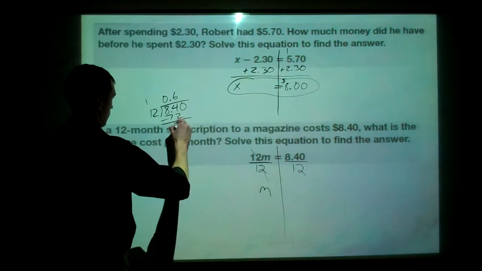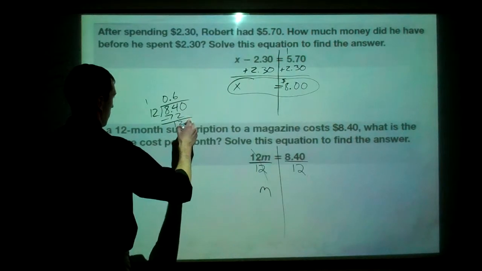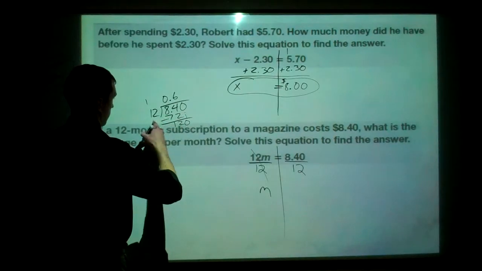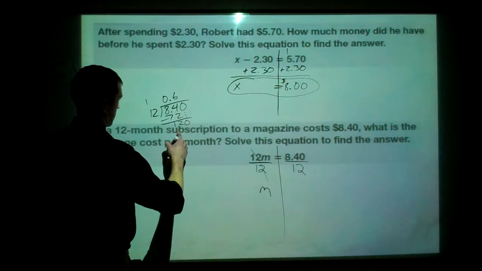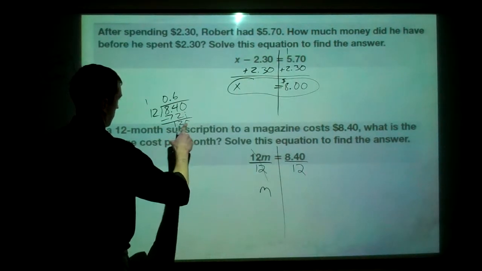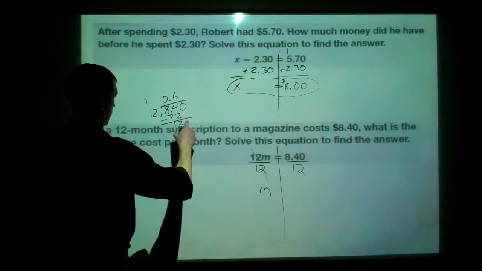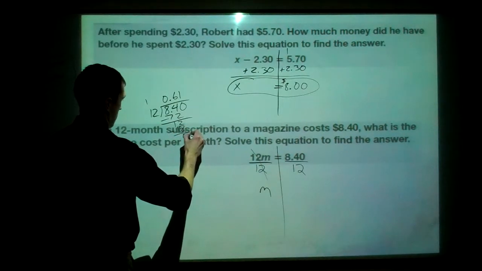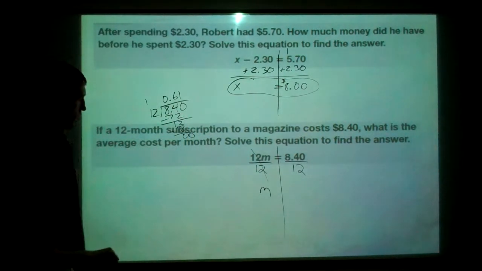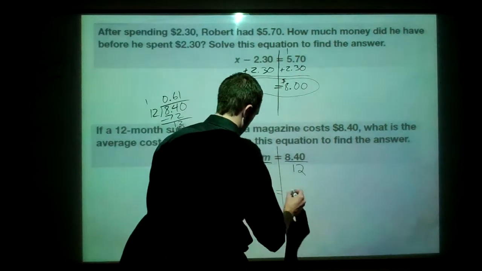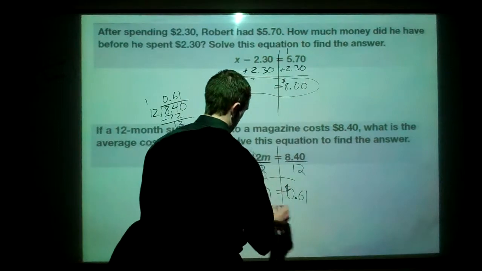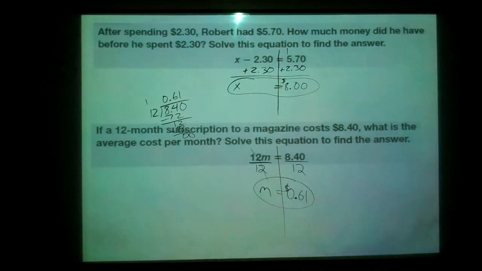Subtract, we get 120, yeah, we drop that down. So 12 goes in there, what, 10 times? Oh wait, we want to do this. We don't need to drop that down. We get 12 there, we get 1. 1 times 12 is 0. So 61 cents. The average price would be 61 cents per month. Alright?